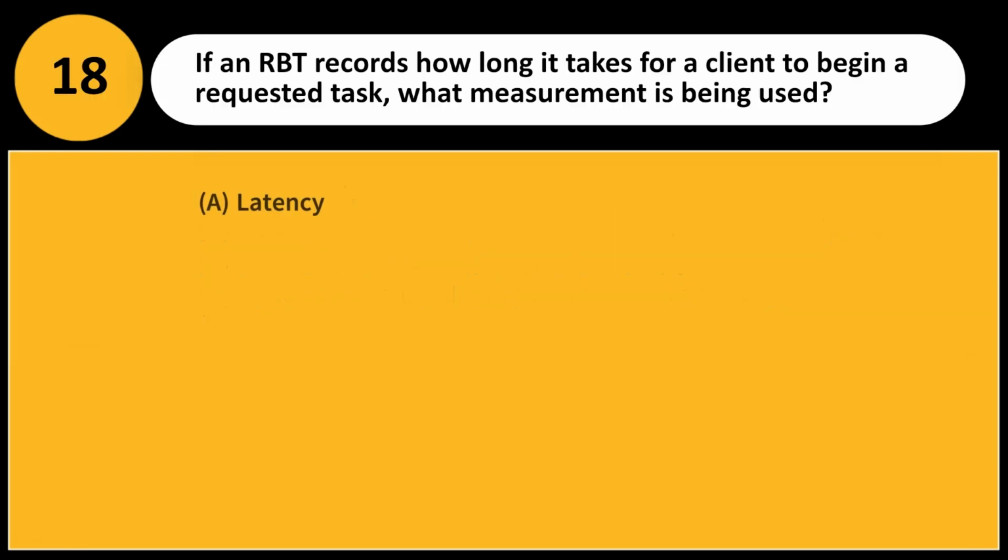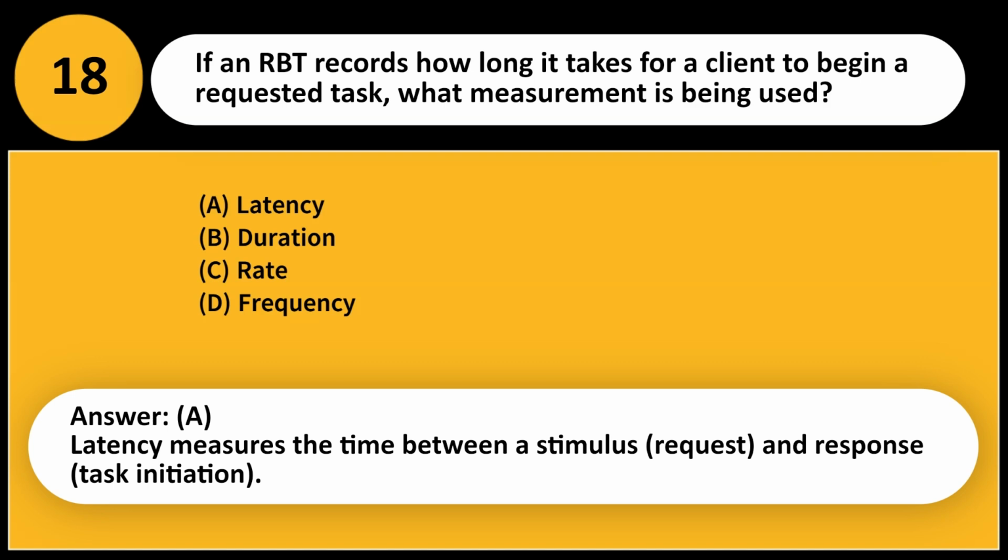If an RBT records how long it takes for a client to begin a requested task, what measurement is being used? A. Latency. B. Duration. C. Rate. D. Frequency. Answer: A. Latency measures the time between a stimulus, request, and response, task initiation.